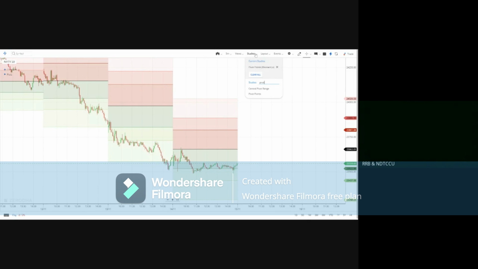The next one is the central pivot range, or CPR. Some person was asking me on Twitter also, if you type CPR, you will not get anything. Basically, you have to start with central. It will show you this option. So I apply this one, central pivot range.